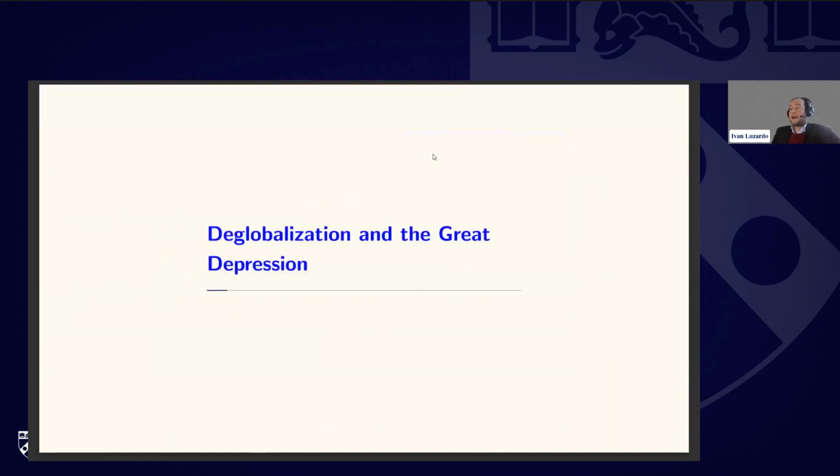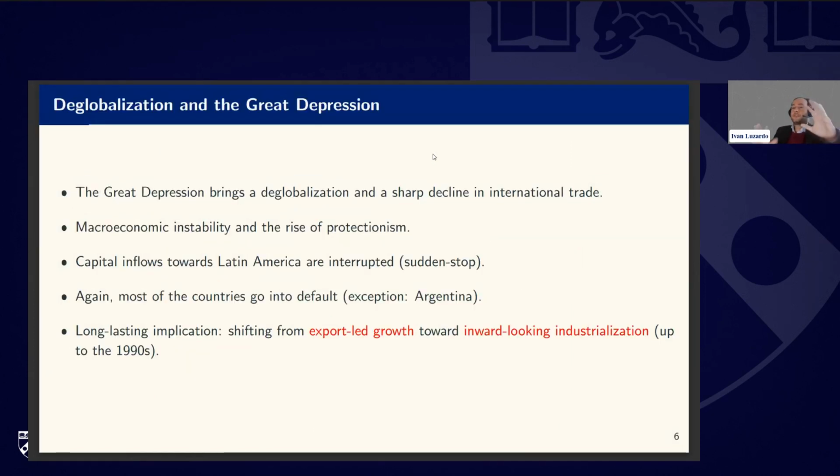Okay, so let's start with our first topic, globalization and the Great Depression. Let me start with a more general overview of what was going on in this period. What we have at a global level is that the global economy moved from the first wave of globalization, which we can basically place in the late 19th century up to 1914. So we see that the global economy, particularly North America and Western Europe, moved into the era of deglobalization.